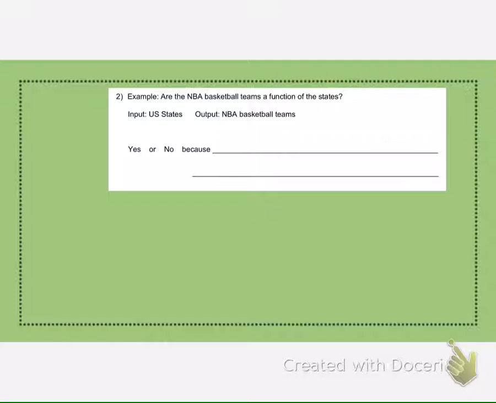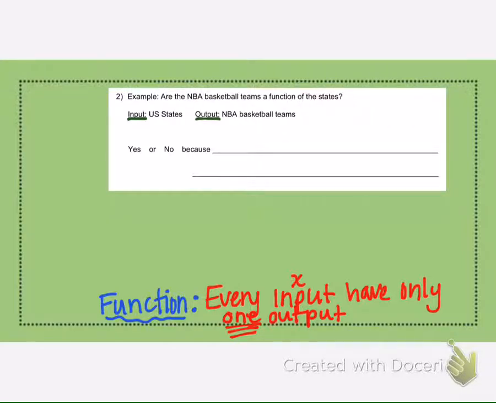Let's try another example. Are the NBA basketball teams a function of the states? If the input are the states, the US states, and the output are the NBA basketball teams, does that represent a function? We need to ask ourselves, does every input, so states, have only one NBA basketball team? I would never ask this question on a test because you kind of need to know what basketball teams play for each state to know this question. If you don't know the basketball teams, just understand that this would not be a function.